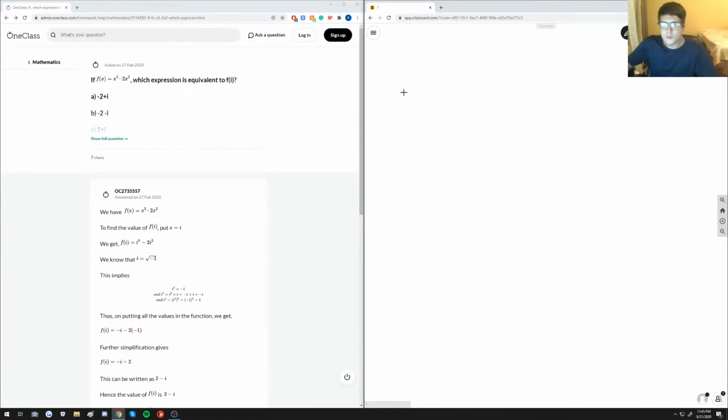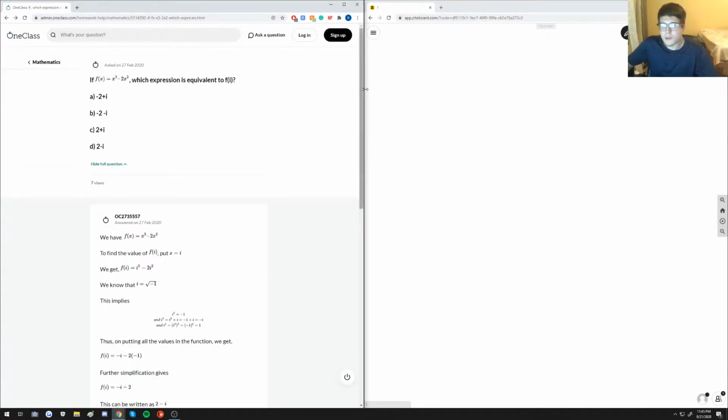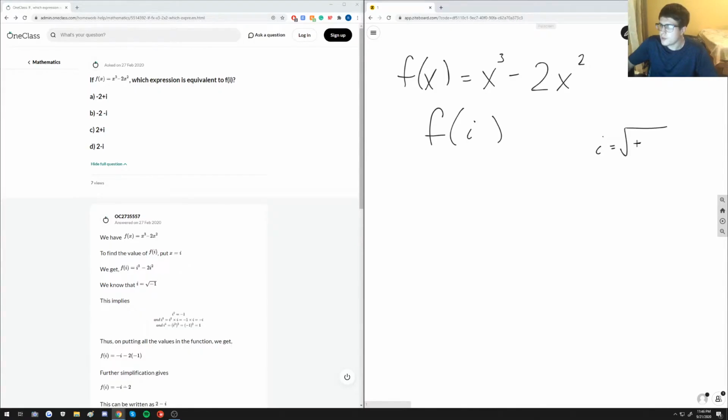So, for this next question, we are given a function f of x, so f of x is equal to x cubed minus 2x squared. And we are told to evaluate the function at an x value of i. As we might all know, i is just the square root of -1. It is a fundamental concept, and there are some properties that we can write down here which are going to be useful for solving this problem.